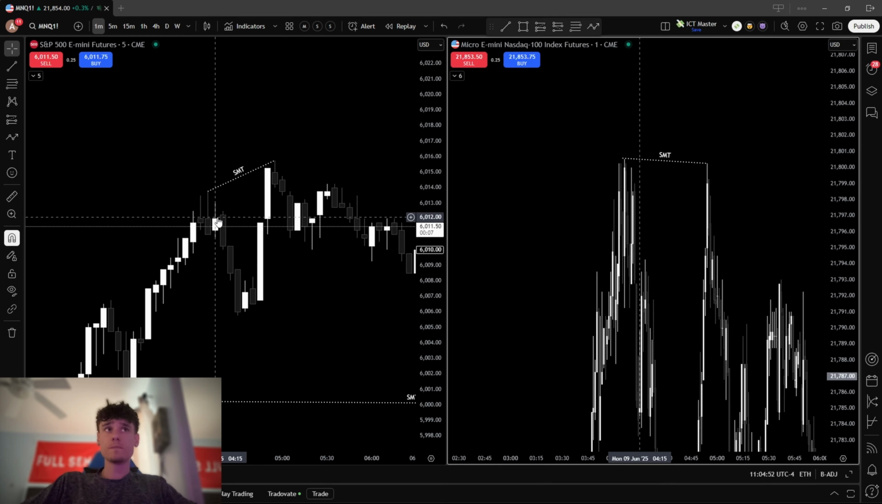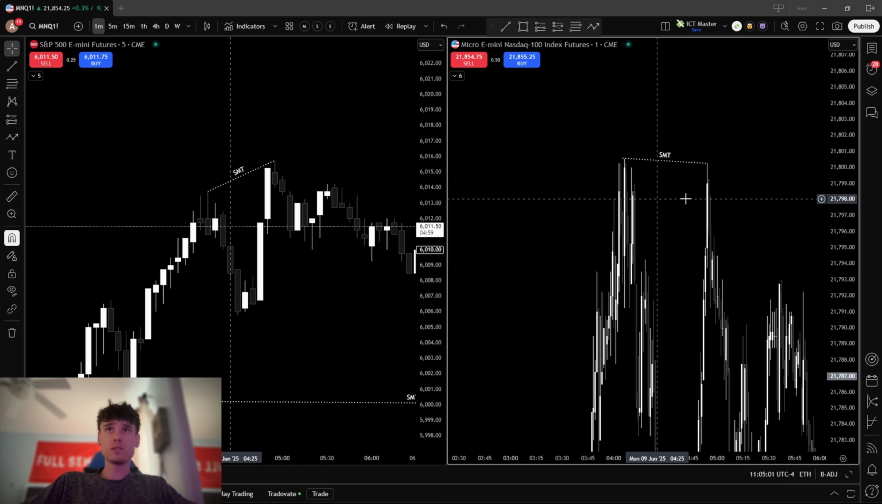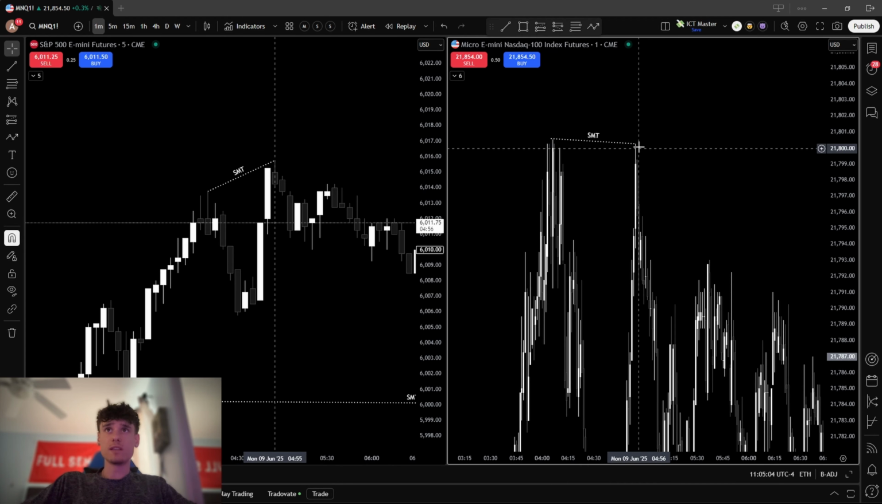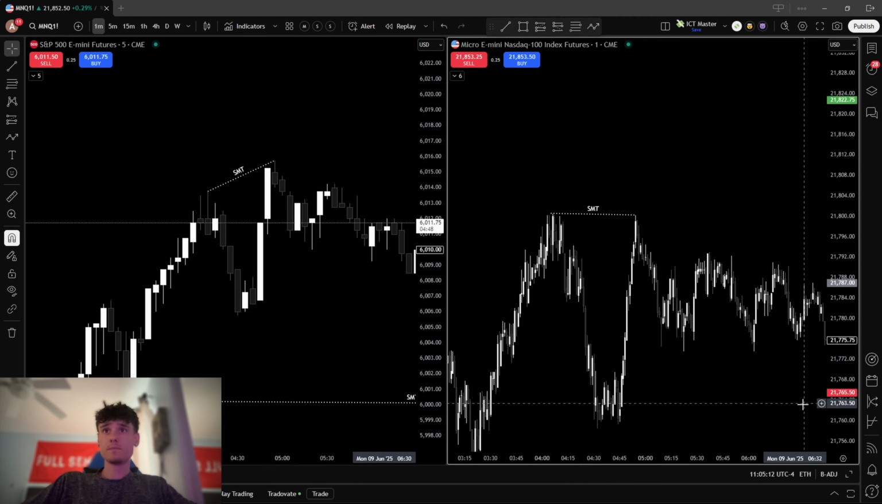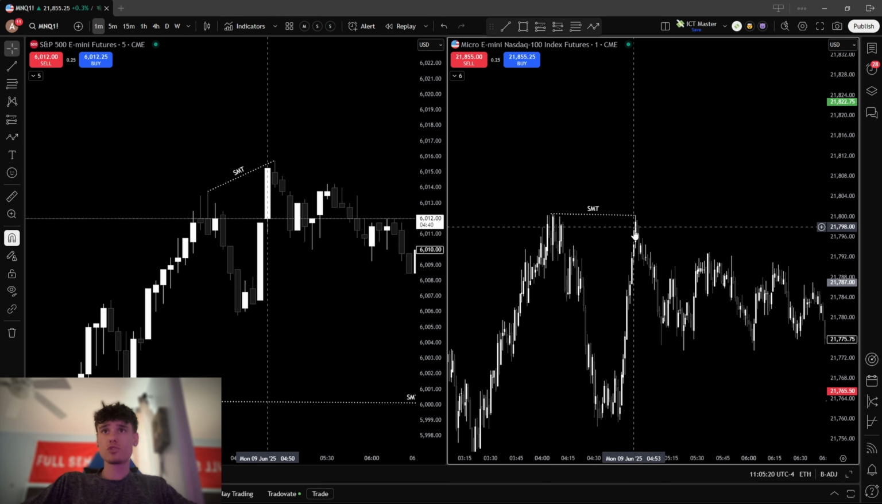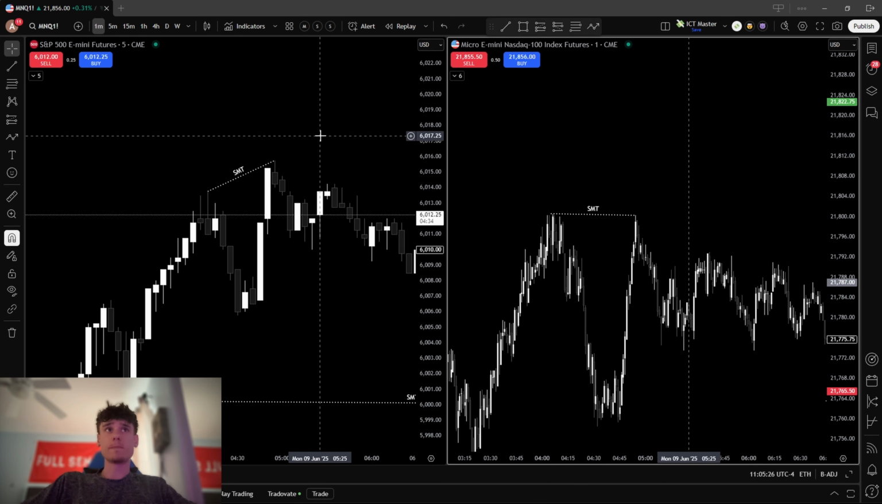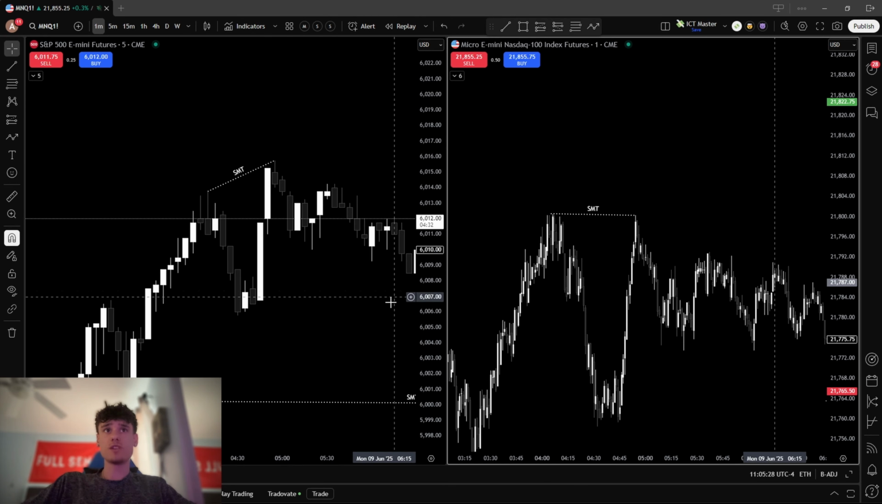Secondly, another SMT. On ES, we had an SMT moving in the uptrend. On NAS, we had a SMT moving in the downtrend. And look at the result of it. The second this SMT got put in place, strong push downwards. Same thing on ES. Strong push downwards.